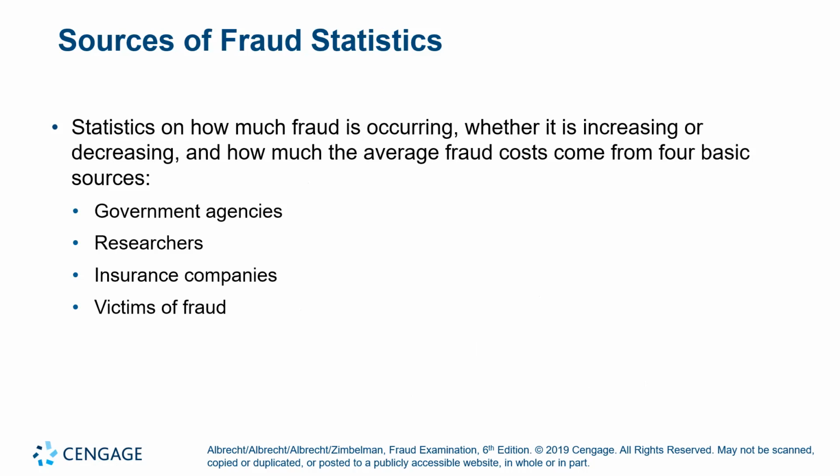So, we have statistics on how much fraud is occurring, whether it is increasing or decreasing, and they come from different agencies, government agencies, researchers, which I'm a researcher, insurance companies, and victims of fraud. One of the best places to find any fraud statistics is ACFE.org. It is the Association of Certified Fraud Examiners, and they put out a global report of fraud every single year. It's their annual global report of fraud. So that is the best place to understand what's really happening in fraud. And I'm going to come back to that in just a little bit.